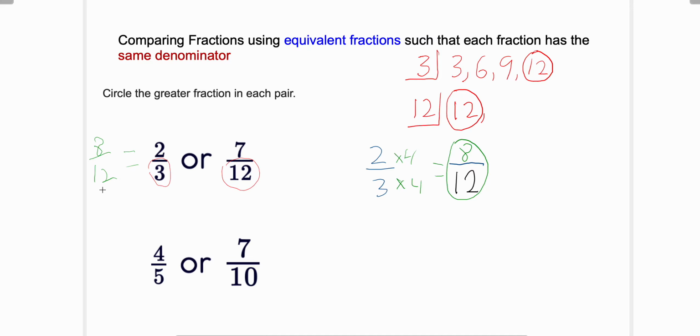This chocolate bar is cut up into 12 pieces, and this chocolate bar is also cut up into 12 pieces. In this one, you ate 8 out of the 12 pieces, and in this one, you ate 7 out of the 12 pieces. So in which one do you eat more? Well, you ate more in this one because you ate 8 pieces. So 8/12, or 2/3, is bigger than 7/12.